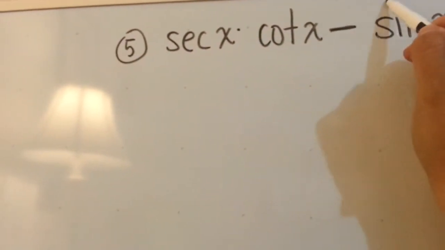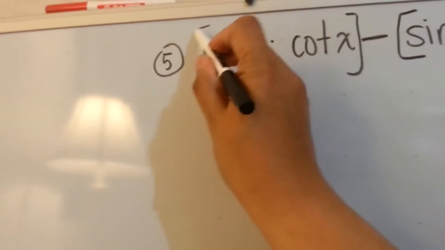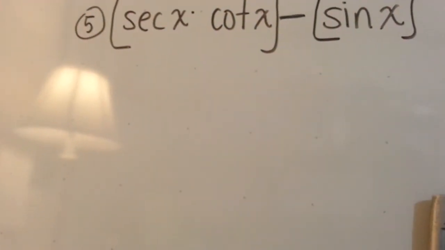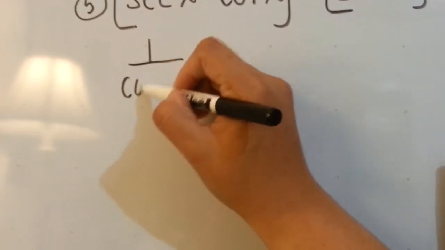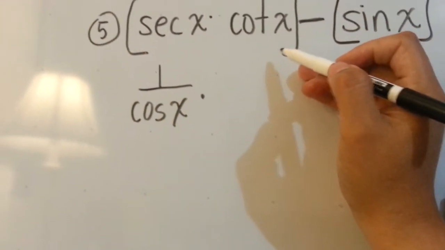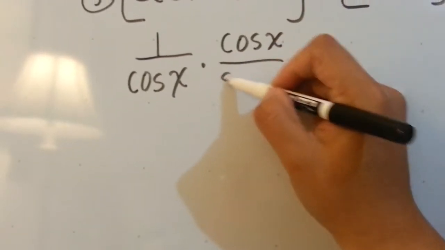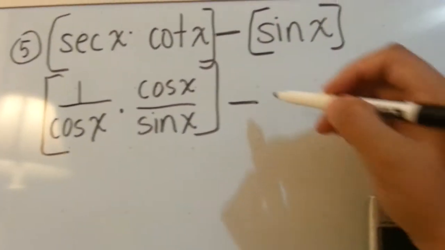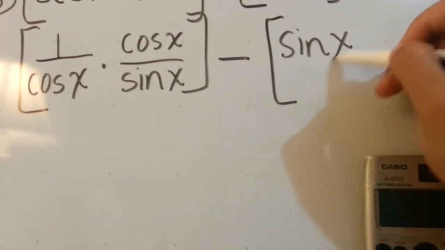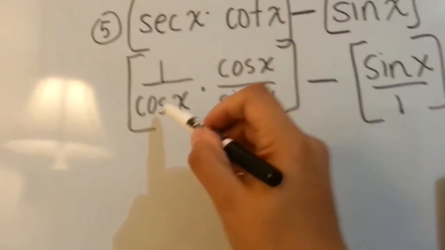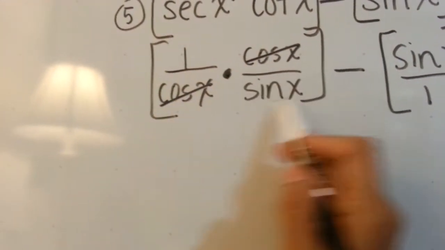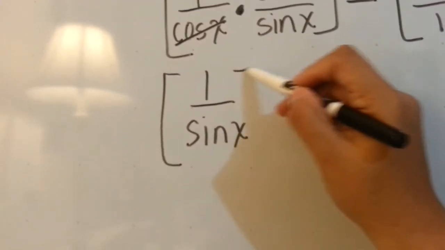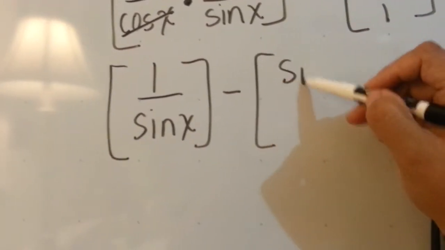Alright, this is another subtraction, and one of the things that I notice is that in both terms there's nothing in common. So what am I going to do? Well, I am going to change everything to sines and cosines. This is 1 over cosine x. Cotangent x is cosine x over sine x. And once again, this is still one term, they're still separated by this sign. And I'm just going to put this sine x over 1. This is multiplication, so I can cancel these. And I have 1 over sine x minus sine x over 1.